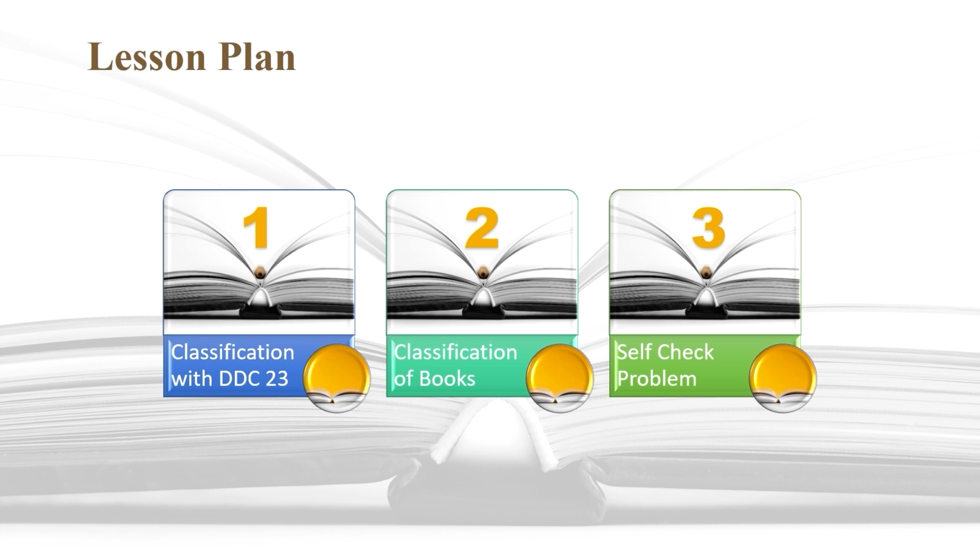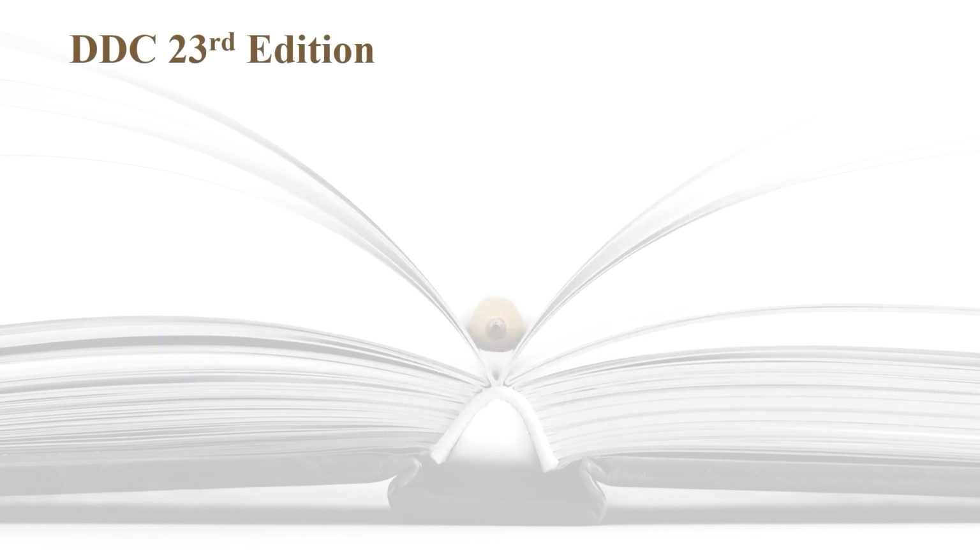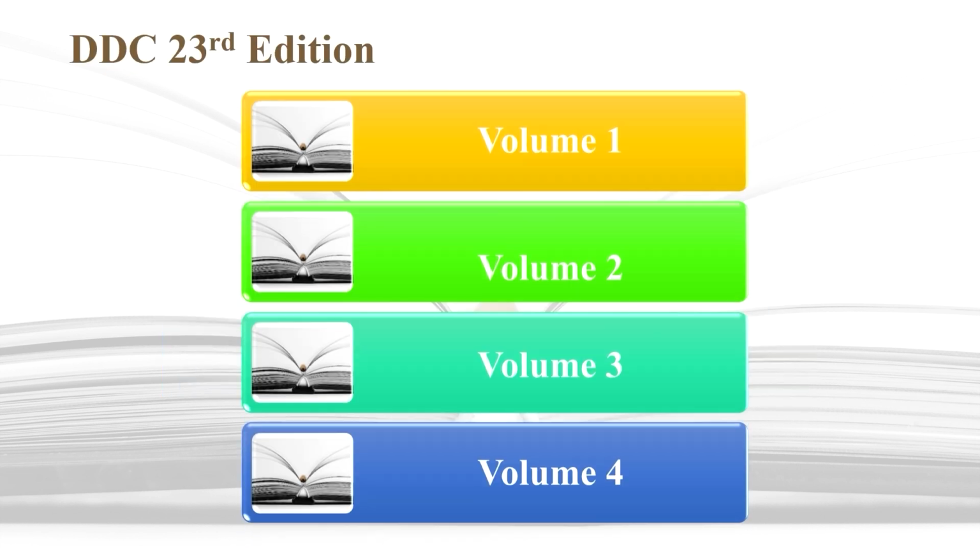You know that the 23rd edition has 4 volumes. Actually, Melville Dewey published the first edition of Dewey Decimal Classification long back in 1876. Since then, after different modifications and changes, presently we have the 23rd edition, which was published in 2011, with its 4 volumes, that is volume 1, volume 2, volume 3 and volume 4.